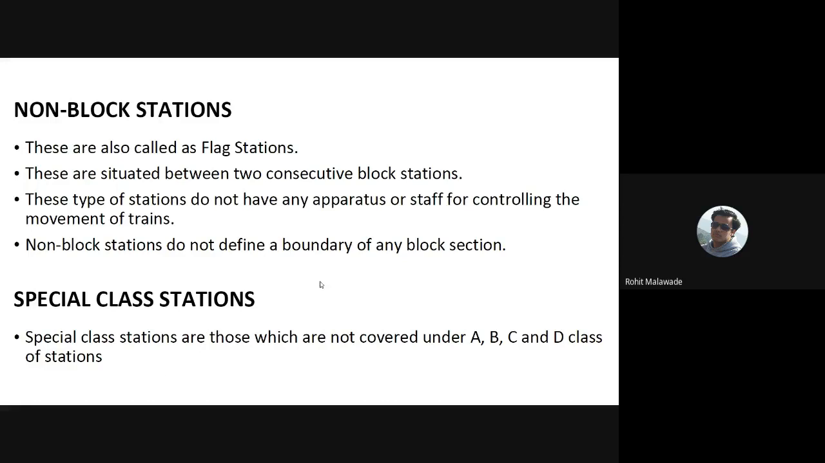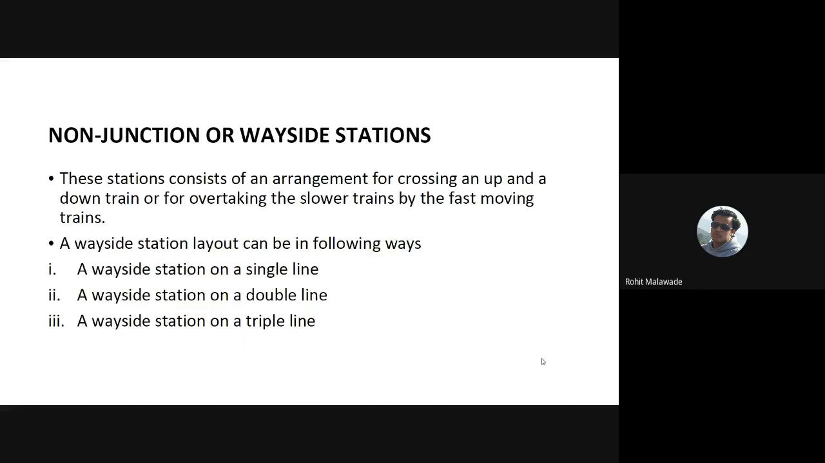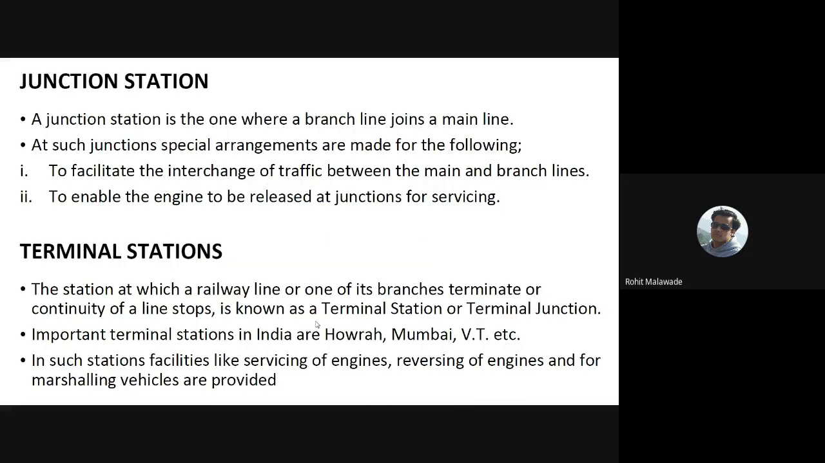Now, special class stations are those not covered under your type A, type B, type C, and type D classifications. Now, the non-junction or wayside station. These stations have an arrangement for crossing of an up and a down train, or overtaking of trains. Now, what is a junction? Wherever a number of tracks meet at one particular point, we call that point a junction.